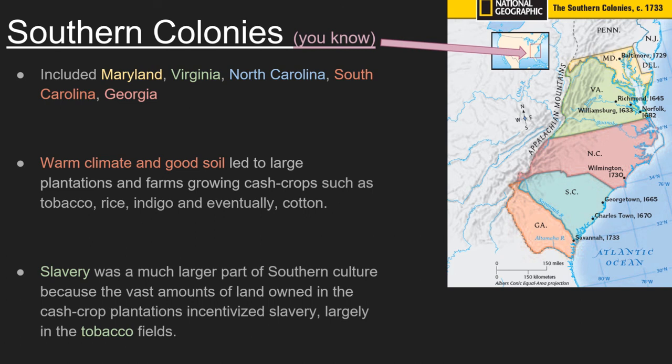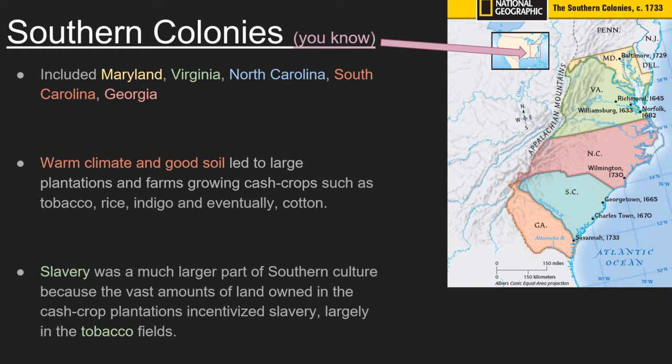All right, the southern colonies. These included colonies like Maryland, Virginia, North Carolina, South Carolina, and Georgia. They had a warmer climate because they're further south, and with this warmer climate, they had a longer growing season, which meant they were able to grow crops more abundantly, and eventually cash crops were grown. Cash crops were just things that you grow and make money from. You get cash for the crops, right?